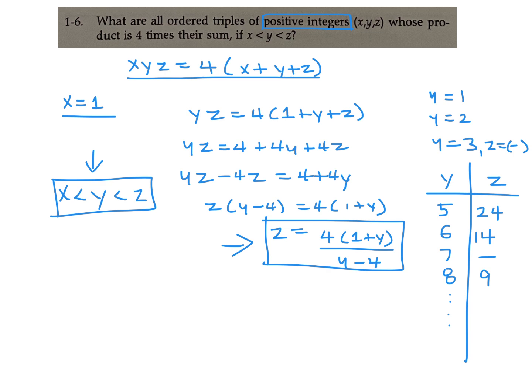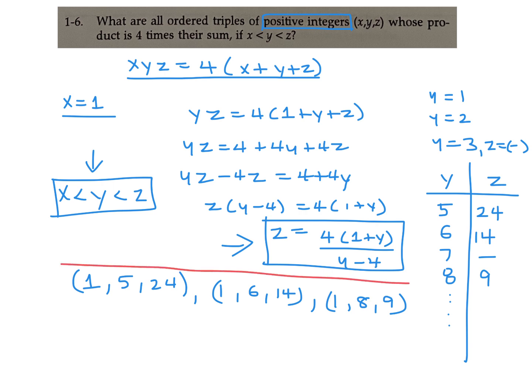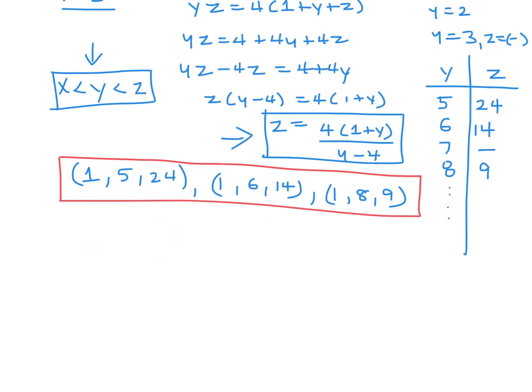So okay, I got a few triples. I got the 1, 5, 24, right? I got the 1, 6, 14, and I have the 1, 8, 9. Okay. So that's pretty good, but that's only for x is 1, so this is really time consuming, and I wonder when do we stop? Well, I guess we got to keep going.